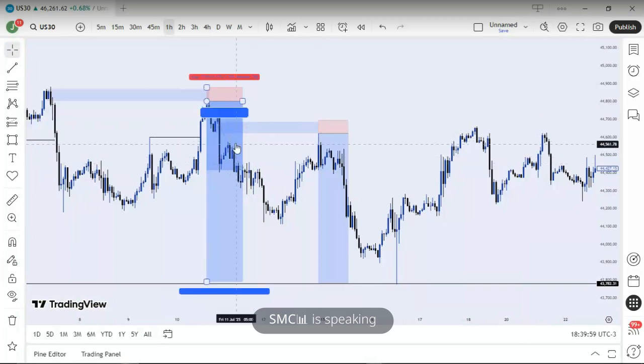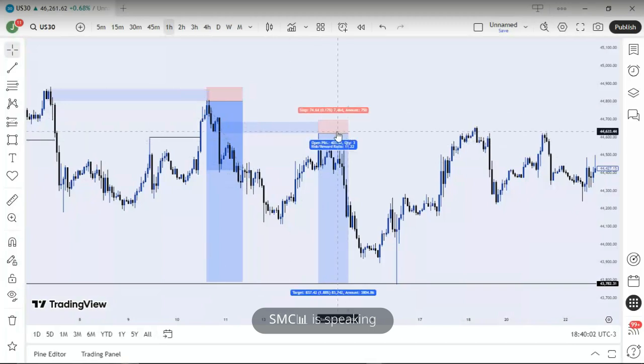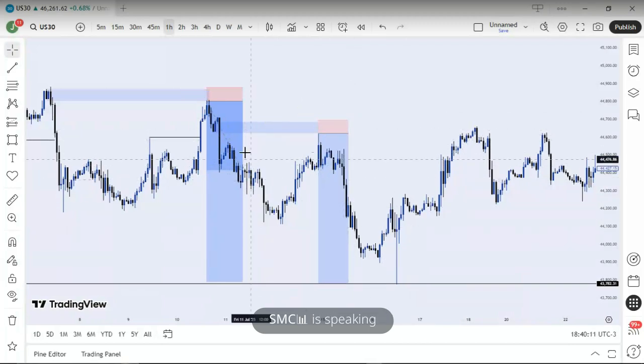So what I waited for was for price to come and pick orders here. Actually, market came, did not tap me in, missed entry, and also went to take profit. So if you calculate from here to here, everything is still a full TP trade.